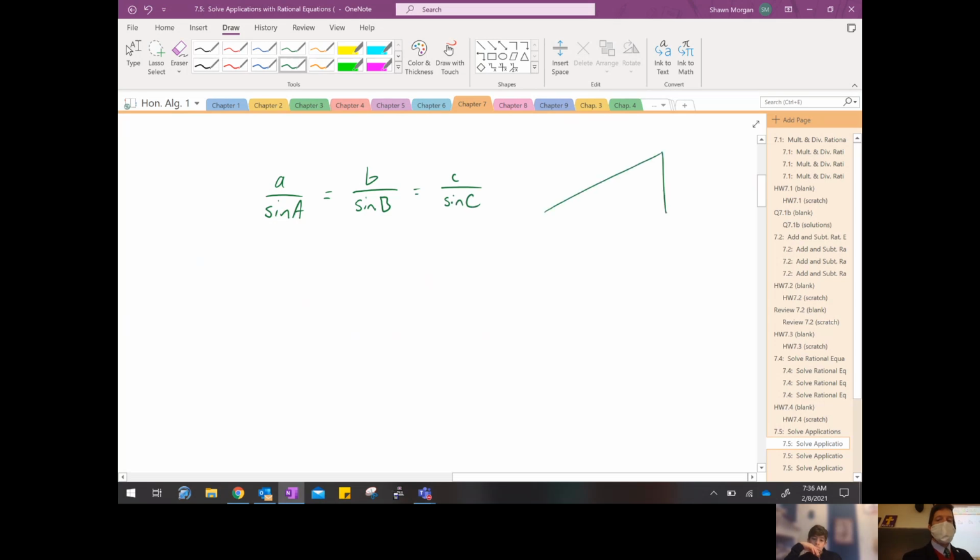Whereby if you have a right triangle, and you call this angle A, this angle B, and this angle C. I don't see anybody writing things down. This would be a neat thing to write down, right? The sine of angle A is just the ratio of the opposite side over the hypotenuse, okay?